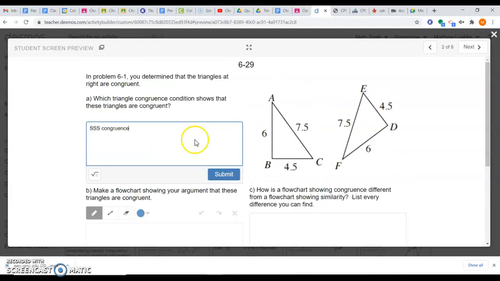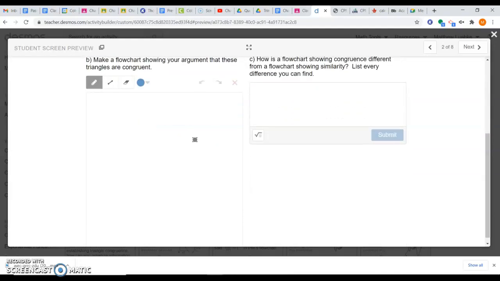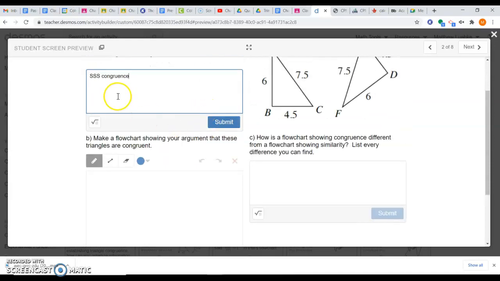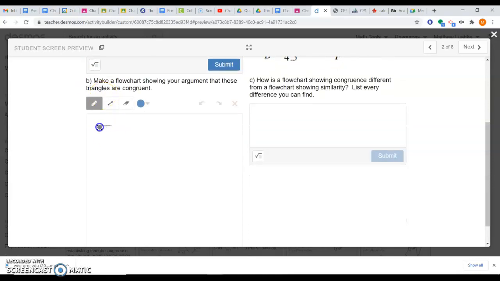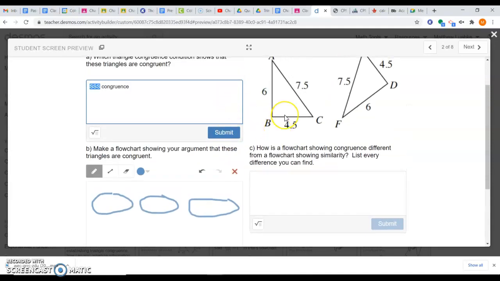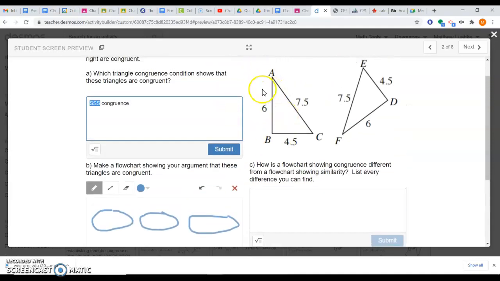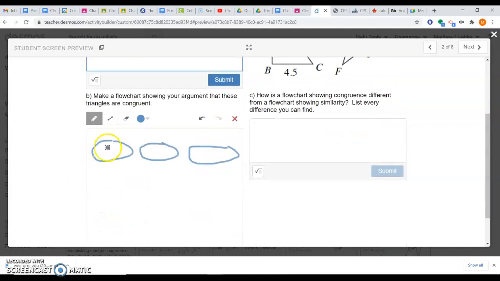Now I need to make a flowchart organizing that reasoning. Just like I did with flowcharts for similarity, I see side, side, side. So that's three S's, which means I'm going to need three fact bubbles, one for each fact that I need to justify here. The first one is that I can say these sides are congruent because 6 divided by 6 equals 1. And so that would be my first fact.